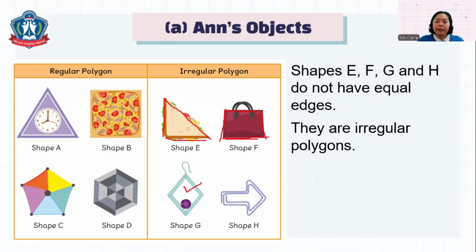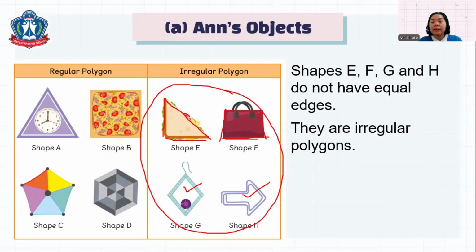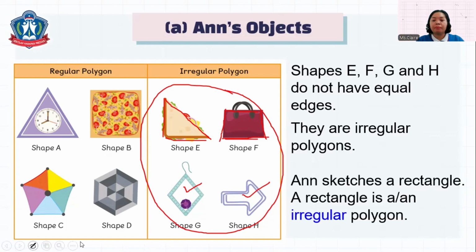The same with this earring and this arrow. So all of these 4 shapes are irregular polygons because they do not have equal edges. That's the reason why they are irregular polygons. And she sketches a rectangle. A rectangle is an irregular polygon. Why? Because not all sides are equal.